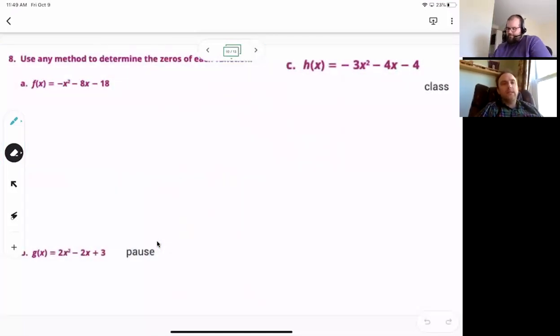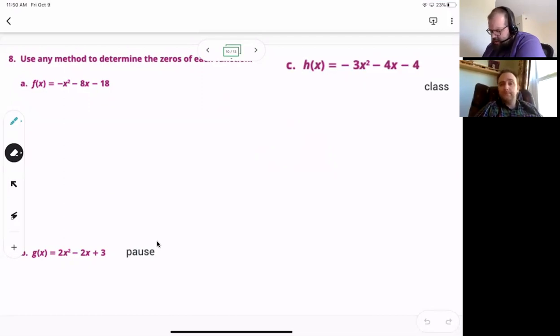So this one says, use any method to determine the zeros of each function. For us, we could try to factor or complete the square or use the quadratic formula, but I think our purpose is to see what's going on. So the first step is, let's even see if they have real zeros. And if they do, we'll roll with it.